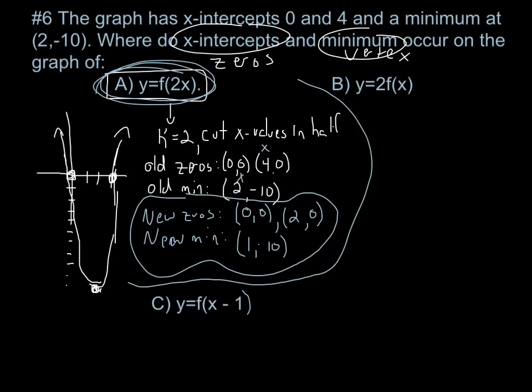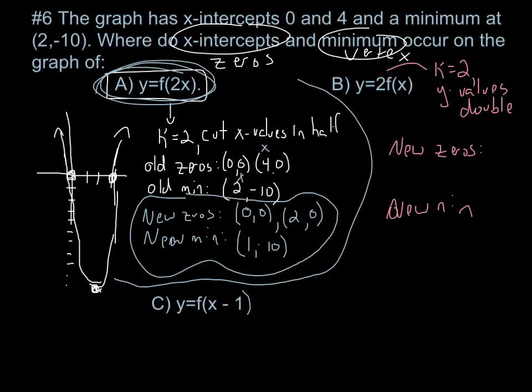Okay, let's try part B. I'll draw a circle here to kind of separate. So this time k is 2 again, but it's on the outside. So this affects the y values. And more specifically, the y values double. So take each of the old zeros and the old minimum and double the y values. Meanwhile, you leave the x values alone. That's supposed to say min.